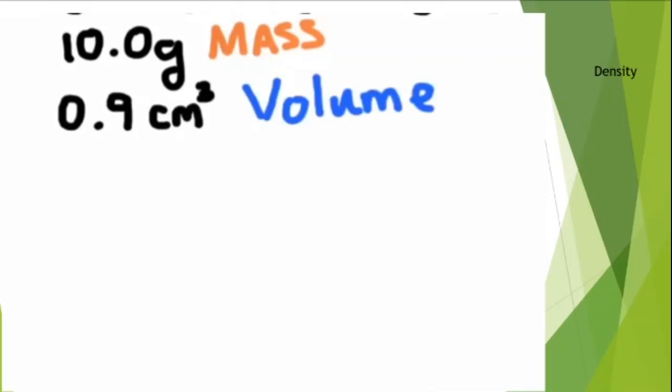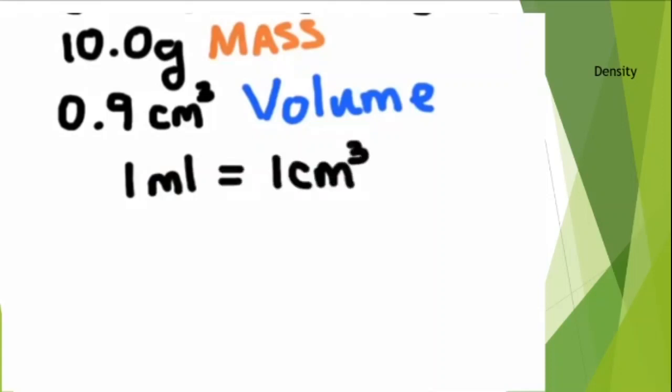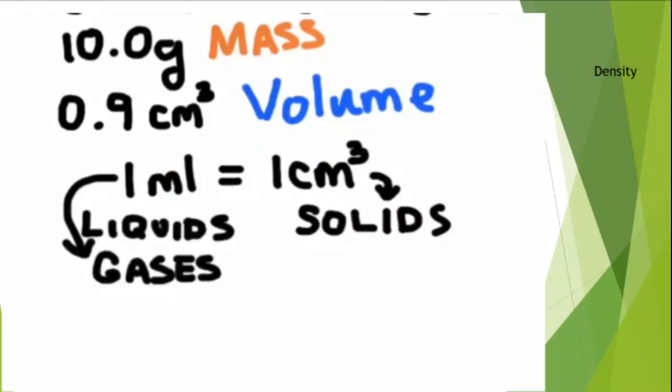Just a side note, when we're working with solids, we usually use centimeters cubed as a unit for volume instead of milliliters. Just so you know, 1 milliliter is saying the same thing as 1 centimeter cubed. And so we use centimeters cubed when we're talking about solids, and we use milliliters when we're talking about liquids and gases. Okay, so how much space does 10 grams of lead take up? Well, we could fit 10 grams of lead into a small nail. Here we have the exact same mass as the 10 grams of air, and yet it's taking up much less space. And so we could say that lead is much more dense than air.